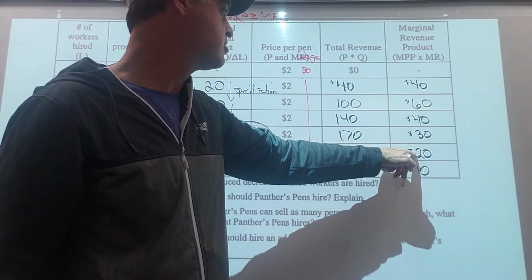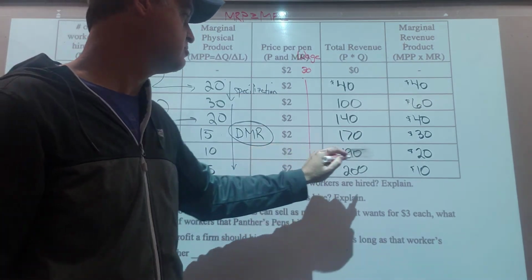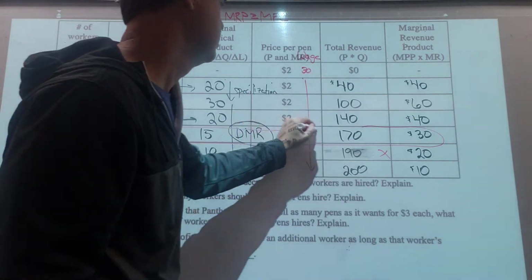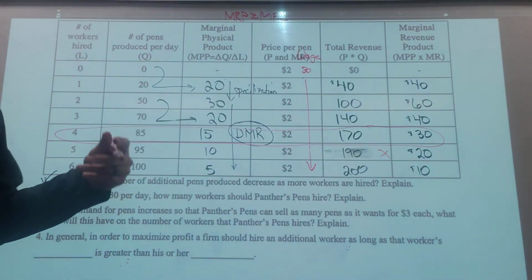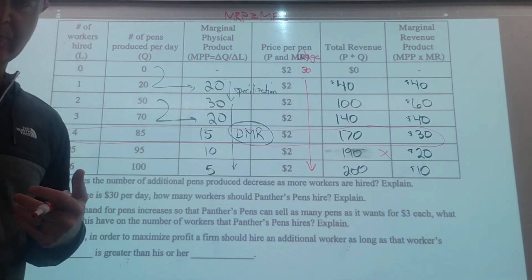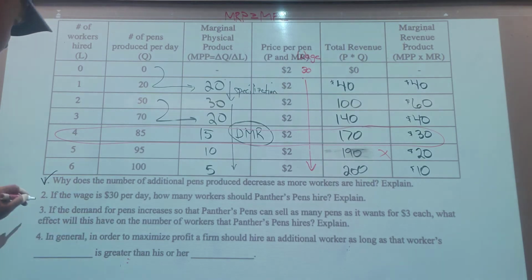Fifth worker brings in 20, costs me 30. So don't hire them. So the last worker we hire is the fourth worker. Question 2, the answer is the fourth worker. Why? Because that's the last output at which marginal revenue product is greater than or equal to the marginal factor cost.